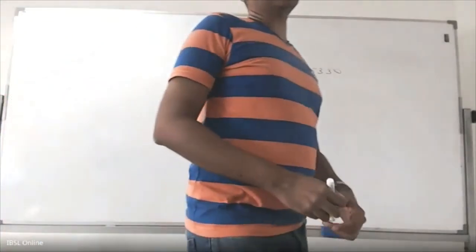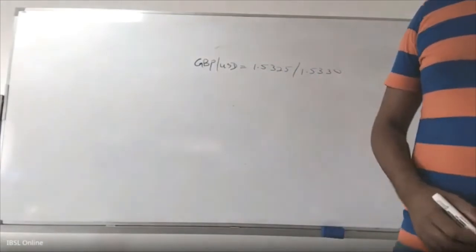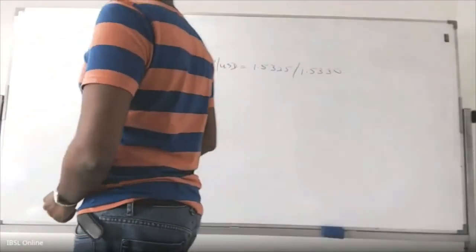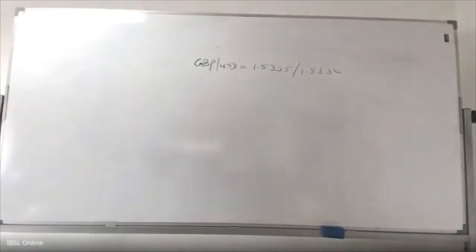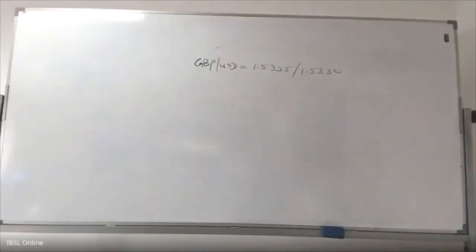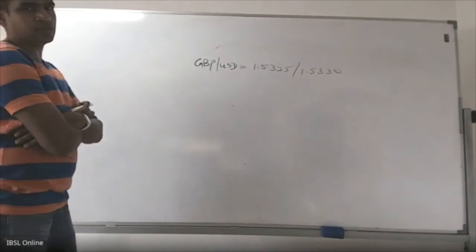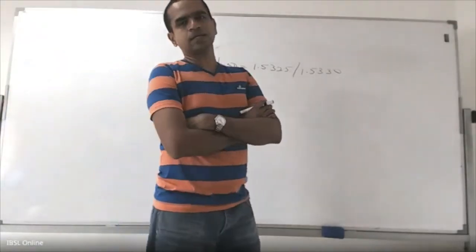Meaning you can buy sterling at what rate? At which rate will you buy sterling? Buy dollars means sell sterling. At which rate will you sell sterling? 153.25. Very good. You will sell the base at the bid, which is 153.25.